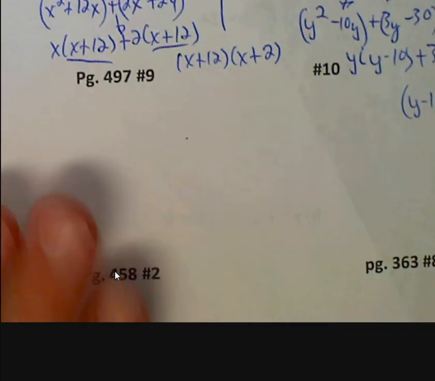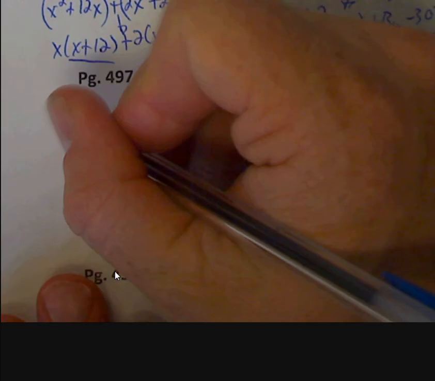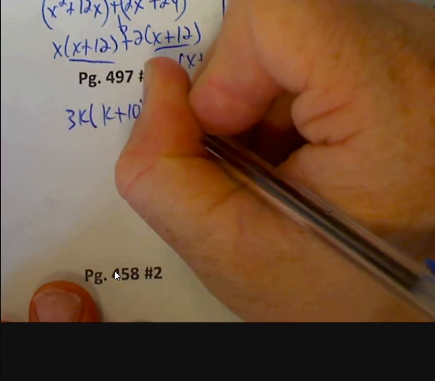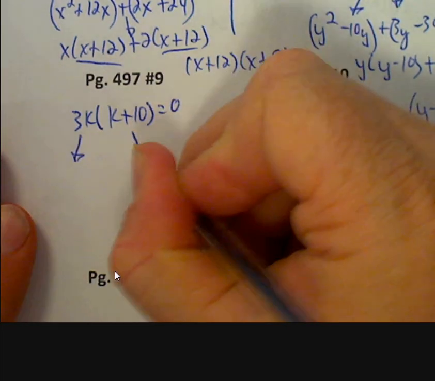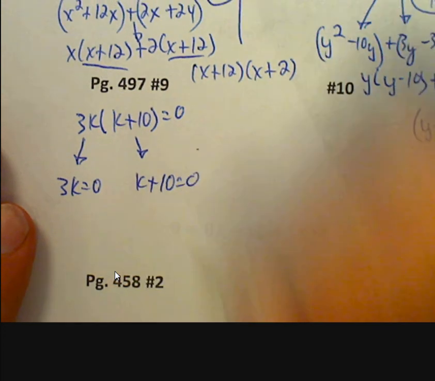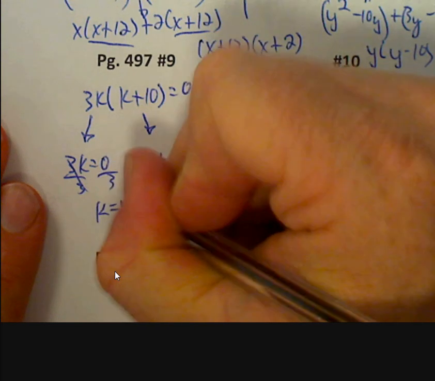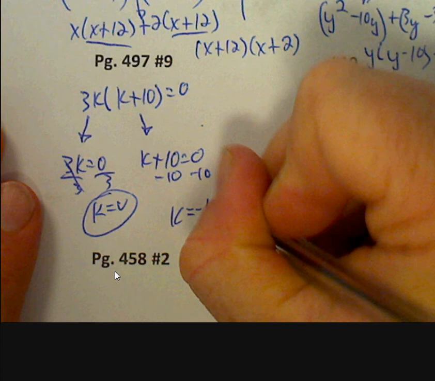Page 497, number 9. 497, number 9 is 3k parenthesis k plus 10 equals 0. So I need to set each part equal to 0. So 3k equals 0, k plus 10 equals 0. Divide by 3, k would be 0. Subtract 10, k would be negative 10.